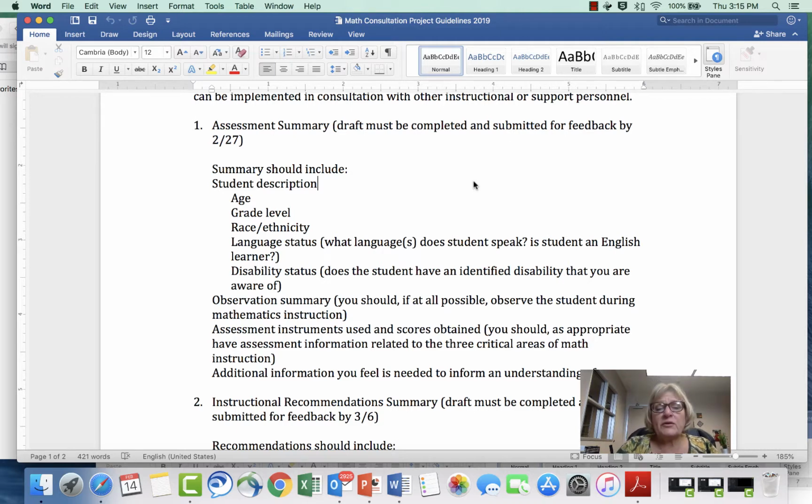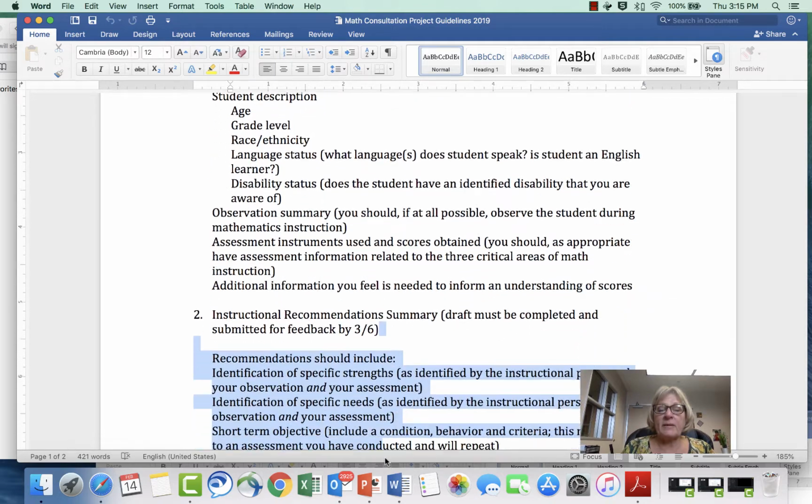And then include any additional information you feel is needed to inform an understanding of the scores. We obviously have limited time with these students, but if you know the student is unhappy about something, or that there's something else going on with the student that might influence how they perform in those assessments, you certainly want to know that. Remember that you're going to write that up and submit it, and then once it is submitted, I will give you some feedback so that you can revise or make any modifications that are needed in preparation for completing your instructional recommendation summary. So now let's talk about that.